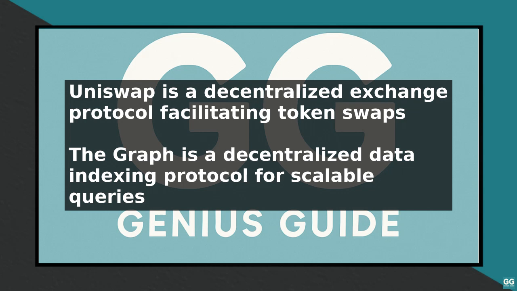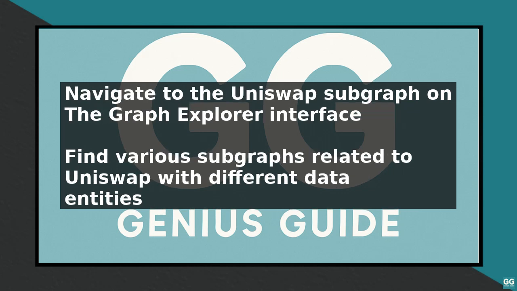First, navigate to the Uniswap Subgraph on the Graph Explorer, which provides a user-friendly interface to query Uniswap data. Here, you can find various subgraphs related to Uniswap, such as the Uniswap v2 subgraph or the Uniswap v3 subgraph, each containing different data entities and relationships.